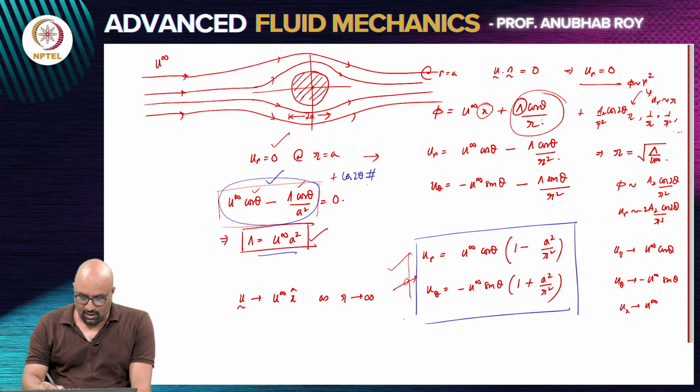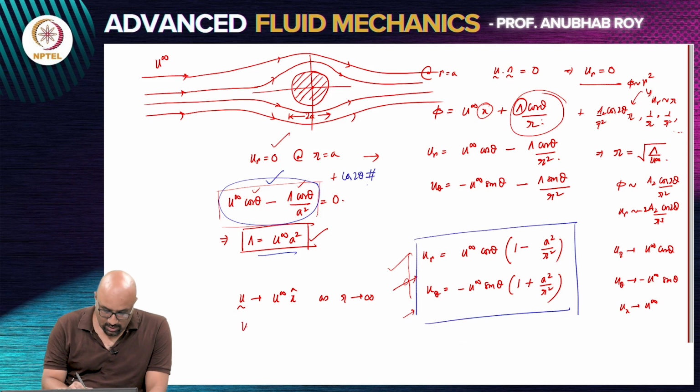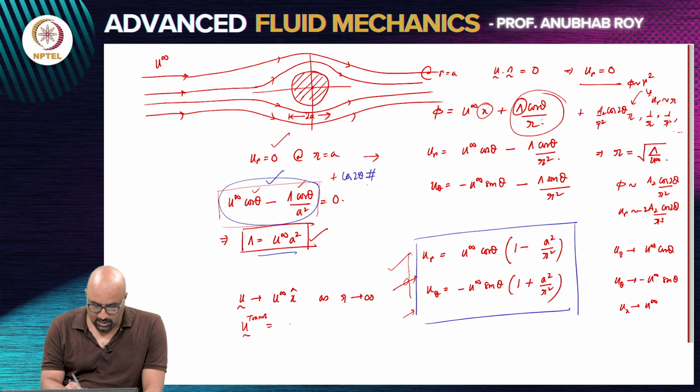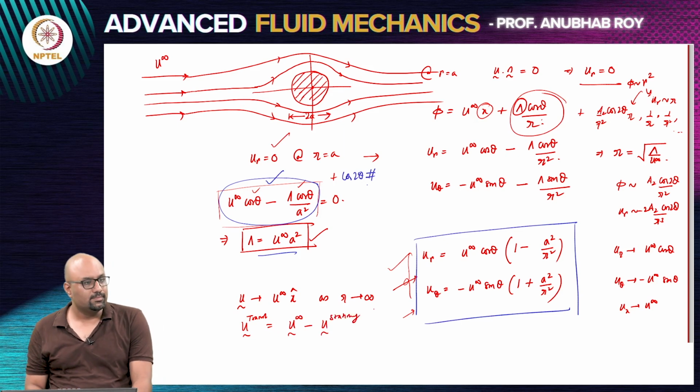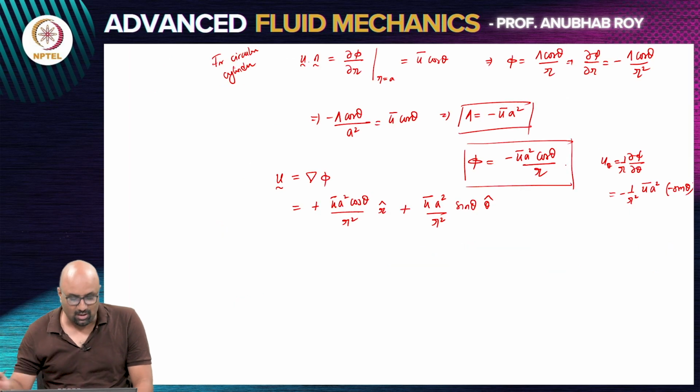So, this was the velocity field that you got for the stationary sphere, stationary cylinder. So, u translating is equal to u infinity minus u stationary. That is basically the velocity field that you have. So, you only have the potential doublet as the velocity field in this particular problem now.